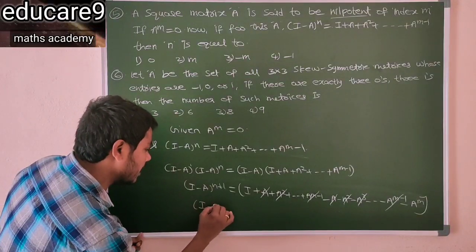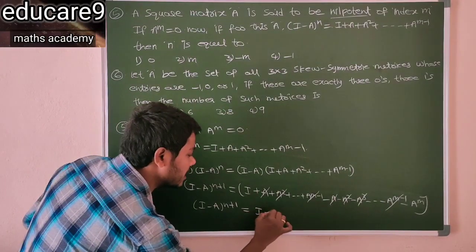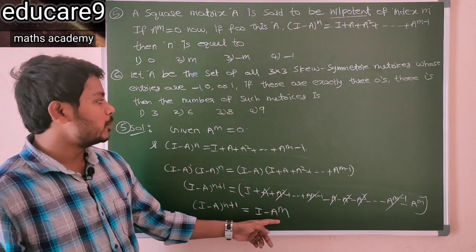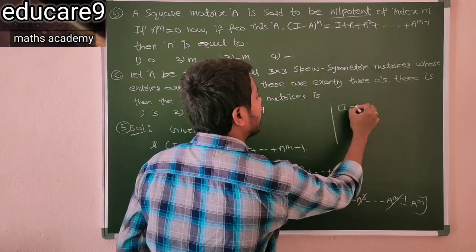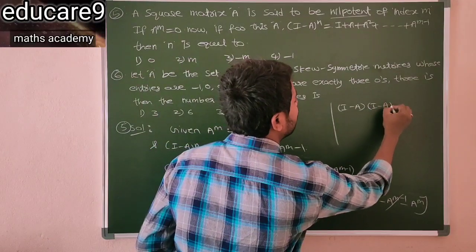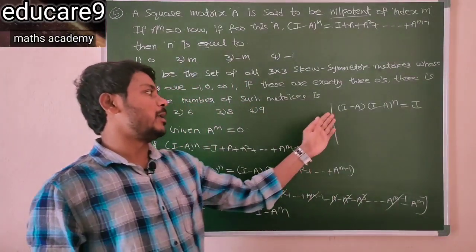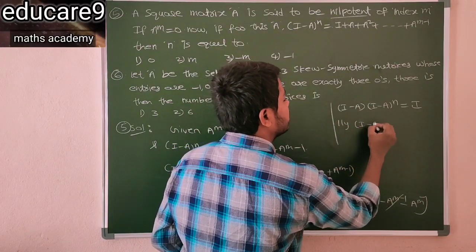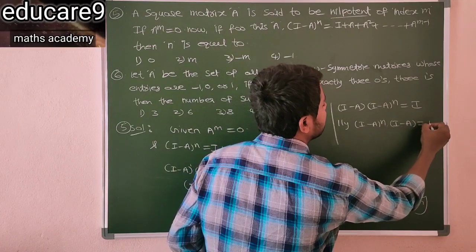Now (I - A)^(n+1) is equal to what? I minus A^n. Now here A^n is what? 0. So here (I - A) into B, this can be written as (I - A)(I - A)^n is equal to what? I. So similarly multiply (I - A) on the right side, then it becomes (I - A)^n into (I - A). So in that case also you will get it.